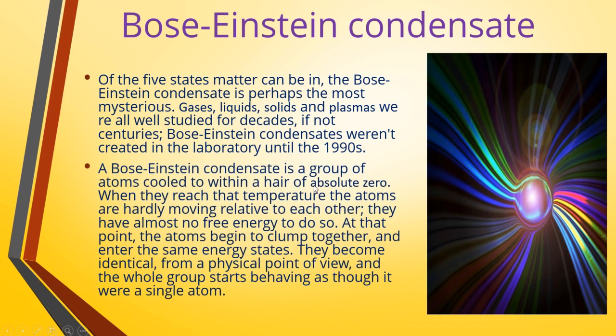A Bose-Einstein condensate is a group of atoms cooled to within a hair of absolute zero. When they reach that temperature, the atoms are hardly moving relative to each other. They have almost no free energy to do so. At that point, the atoms begin to clump together and enter the same energy states. They become identical from a physical point of view, and the whole group starts behaving as though it were a single atom.